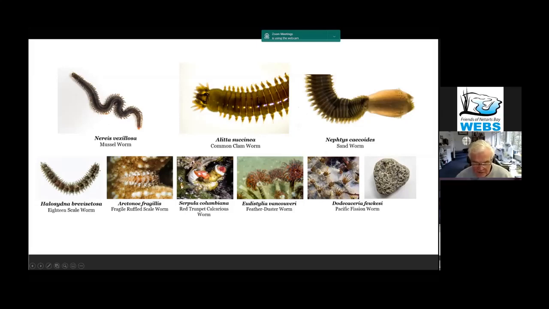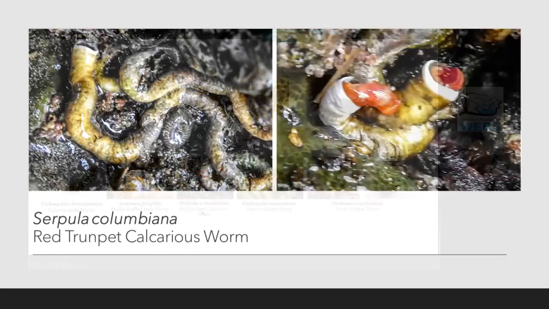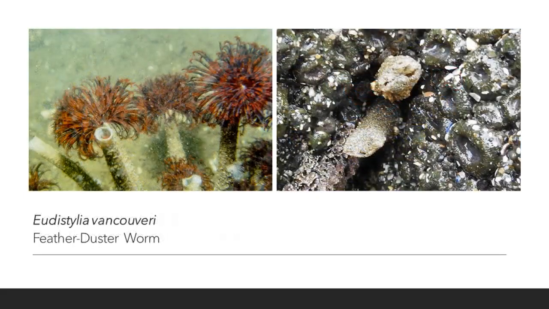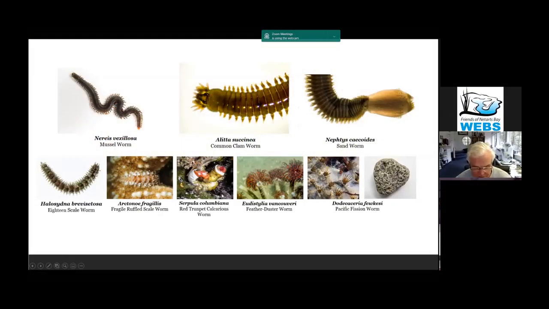Another worm we'll see down there, which is encrusting and builds these calcareous tubes, is the red trumpet worm. And it and this feather duster worm, which we'll see down there, are the ones that have the green blood. They belong to the families Serpulidae and Sabellidae. You don't have to remember that.